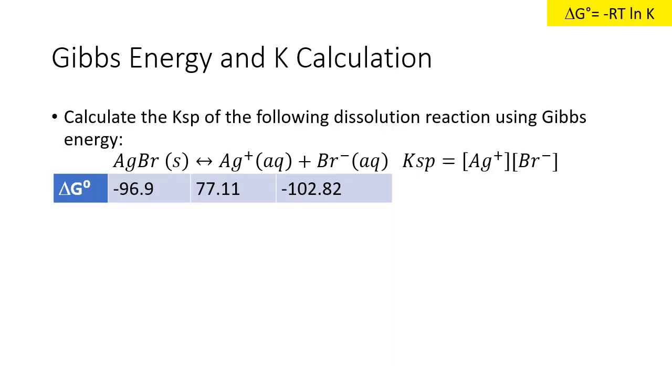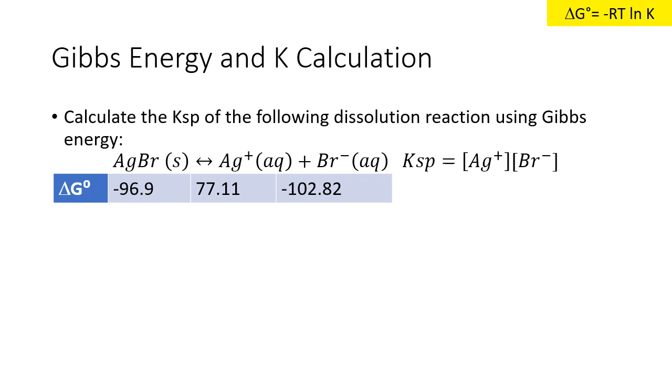All right, let's try an example calculation using this relationship. We're going to calculate the KSP of the following dissolution reaction using Gibbs energy. We are given the reaction: silver bromide separating into silver and bromide ions. We have a KSP equation that we were given, and we have standard Gibbs energy values. We are recalling that delta G standard is equal to negative RT ln K.